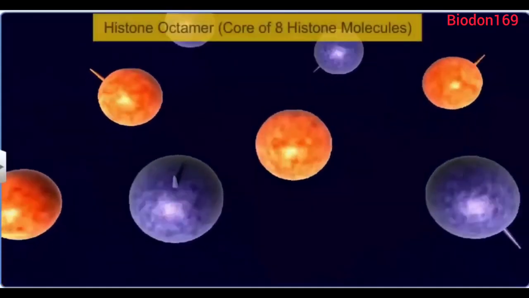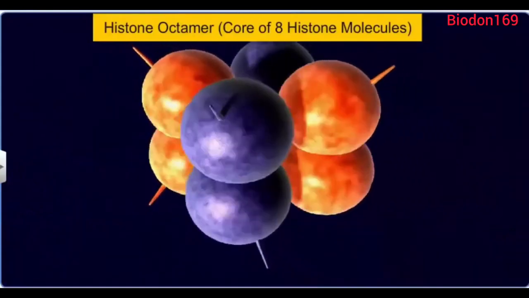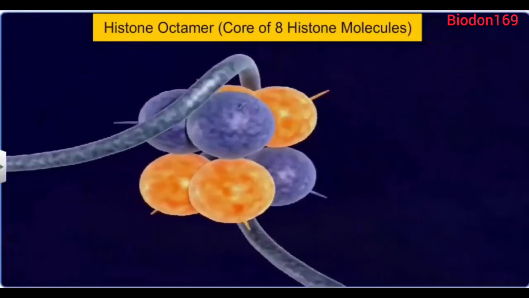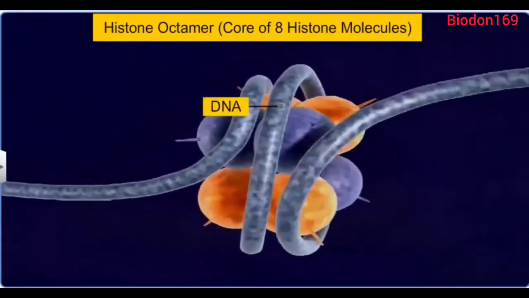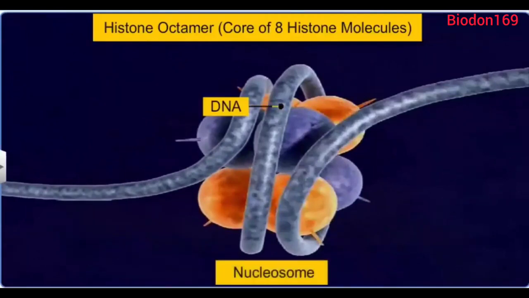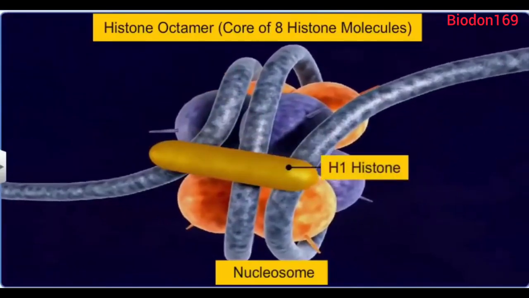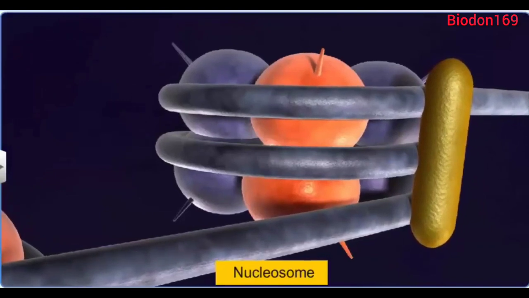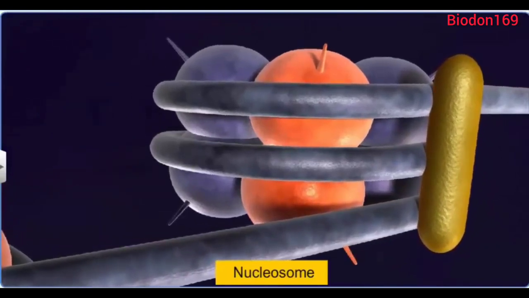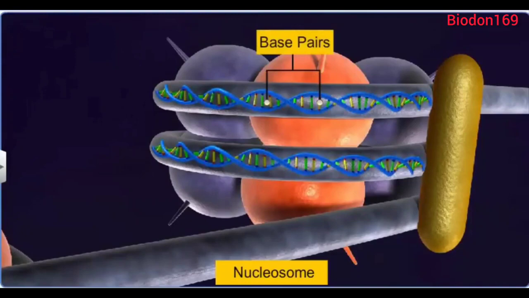Furthermore, the histones are arranged to form a unit of 8 molecules known as the histone octamer. Now, around the positively charged octamer, a negatively charged DNA molecule is wrapped to form a structure known as the nucleosome, which is held in place by the H1 histone. A typical nucleosome has around 200 base pairs of DNA helix.